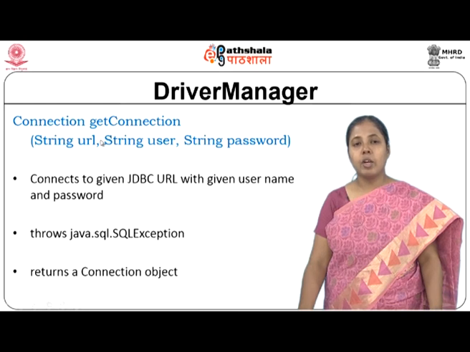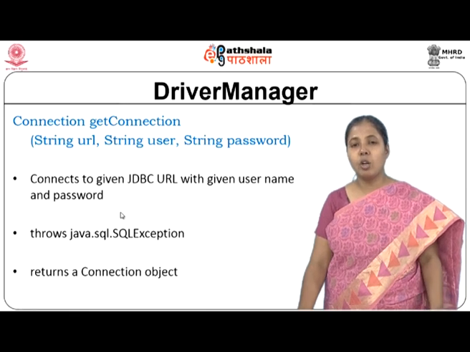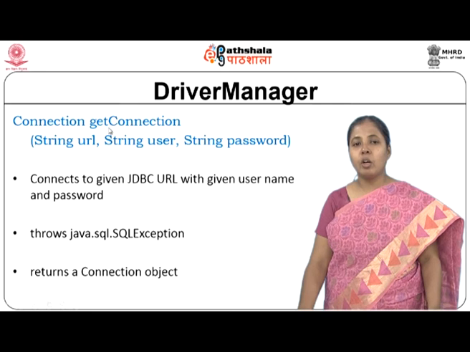This get connection can take a URL, or it can take 3 parameters: the URL, the username and the password. This would connect to the JDBC URL with the given username and password. So, either you can get the connection by giving just the JDBC URL, or you can give the URL, username as well as the password. This get connection method throws an SQL exception and it returns a connection object.